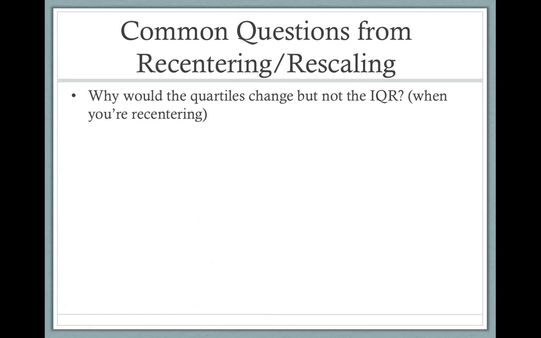Similar question, why would the quartiles change but not the IQR when you're recentering? So I want you to think about this. Let's say I have a really, really simple data set. 1, 2, 3, 4, 5, 6. And so the median is between the 3 and the 4, which means Q1 is 2 and Q3 is 5. So Q1 is equal to 2, Q3 is equal to 5. The IQR is the difference between them. 5 minus 2 is 3.